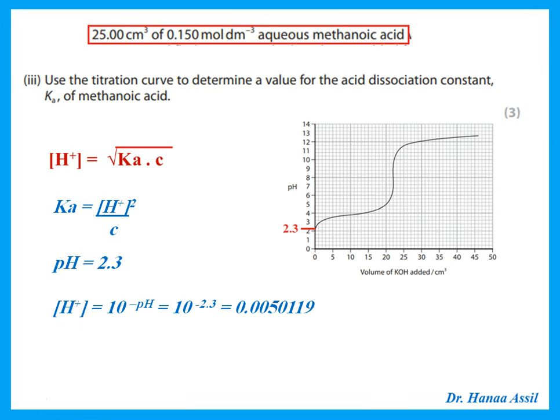And that means I can put that into my equation. He already tells me up there. If I look up, I find that the methanoic acid has a concentration of 0.15. So I can use that in the equation to get Ka.